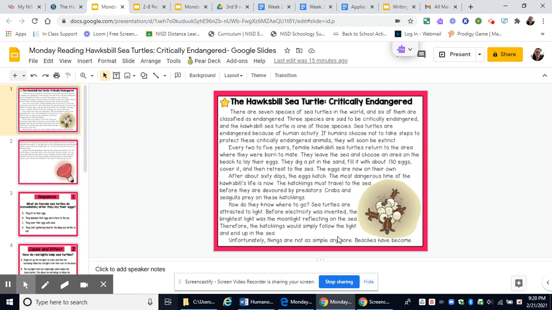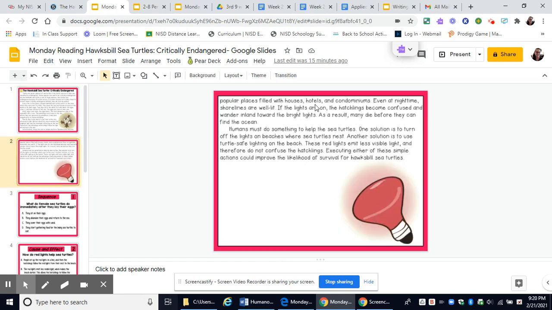Unfortunately, things are not as simple anymore. Beaches have become popular places filled with houses, hotels, and condominiums. Even at nighttime, shorelines are well lit. If the lights are on, the hatchlings become confused and wander inland toward the bright lights. As a result, many die before they can find the ocean.